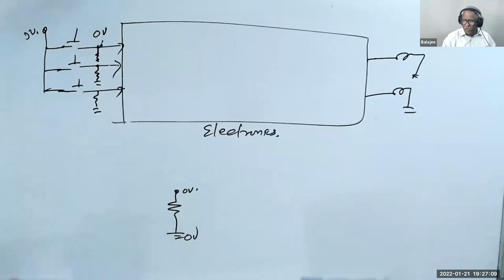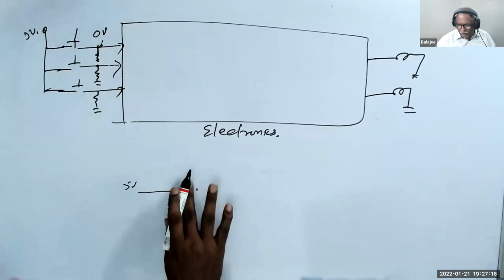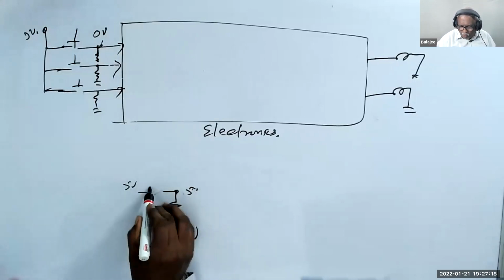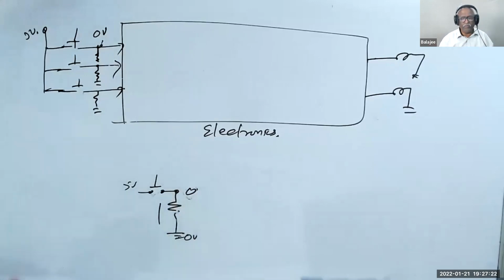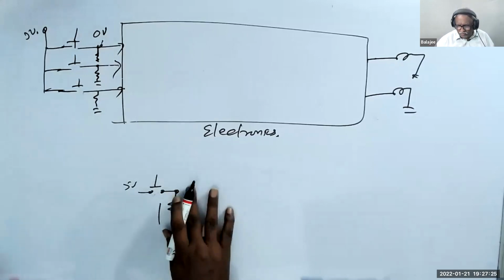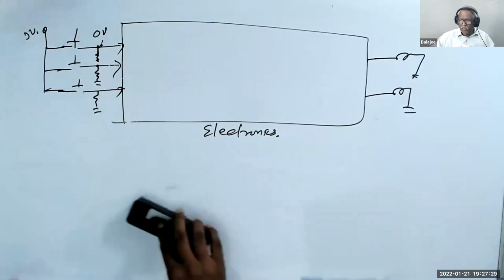So the moment I press the switch, then I give a 5 volt here. That time this becomes 5 volt. When the switch is off, this is 0 volt, because no current. The moment I press the switch, this becomes 5 volt. So I'm changing the position of the switch.